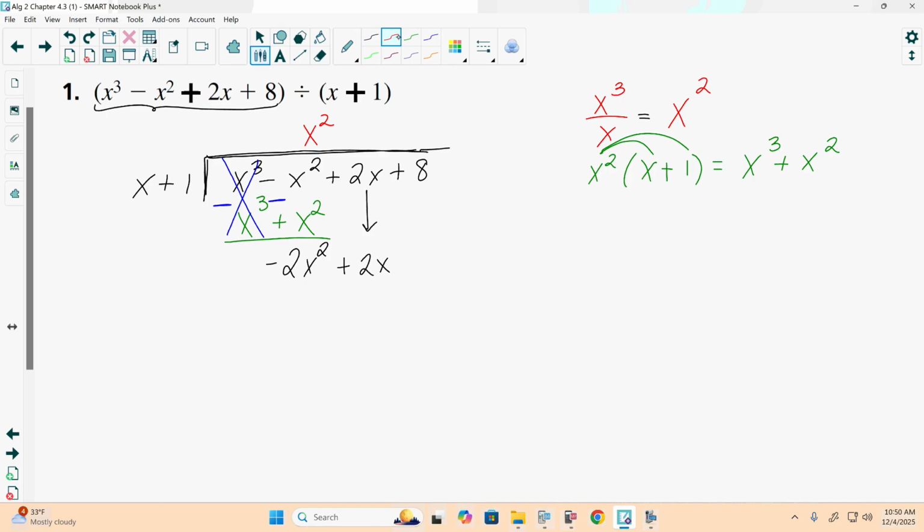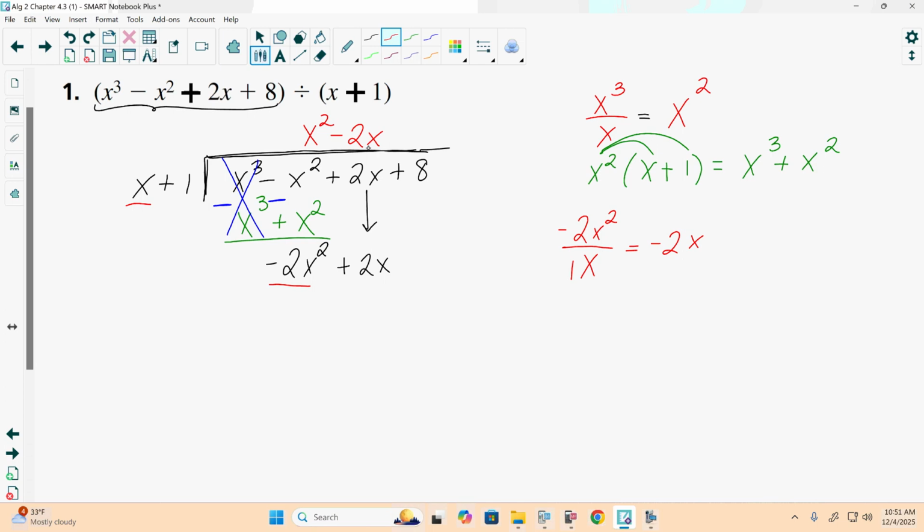So this time we're going to take our first term, and our first term is now what? Negative 2x squared, and we're going to divide it by our first term outside, which is x. And this is going to give us what we need to multiply our x plus 1 by next so that we can reduce down again. Now, negative 2x squared divided by x, well, we'd still have the negative 2, because really the number in front of x on bottom is 1. Negative 2 divided by 1 is negative 2. And x squared divided by x is going to give us x. So our next term in the quotient, our result, is negative 2x.